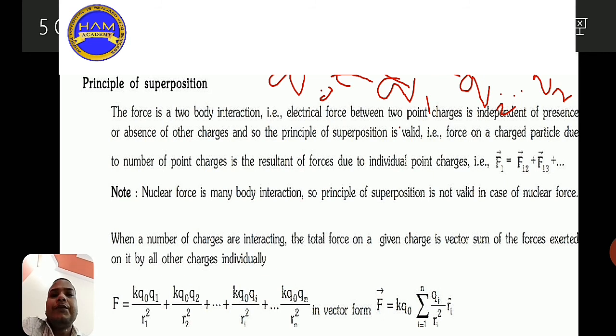So the resultant force is equal to K Q naught Q1 upon R1 square, where R1 is the distance between Q naught and Q1, plus K Q naught Q2 upon R2 square, plus K Q naught Qi upon Ri square, where i is the ith number of charges. So this is the principle of superposition of electrostatic charges.